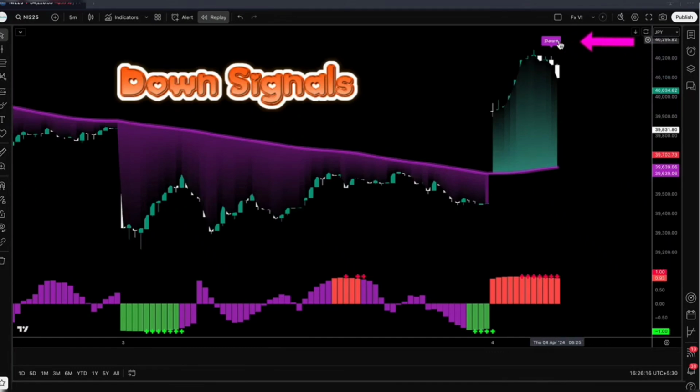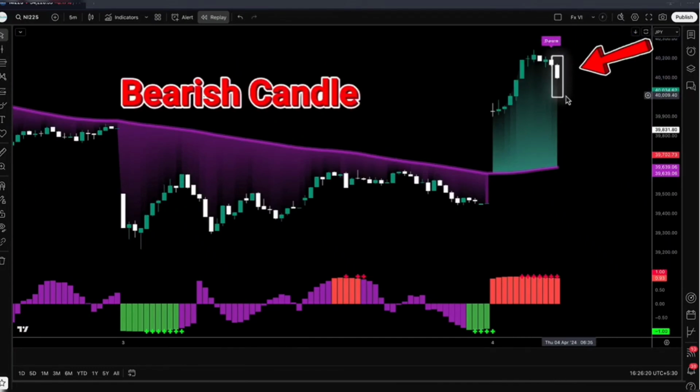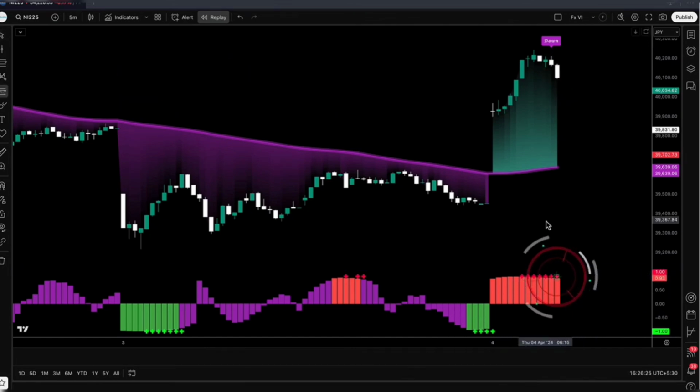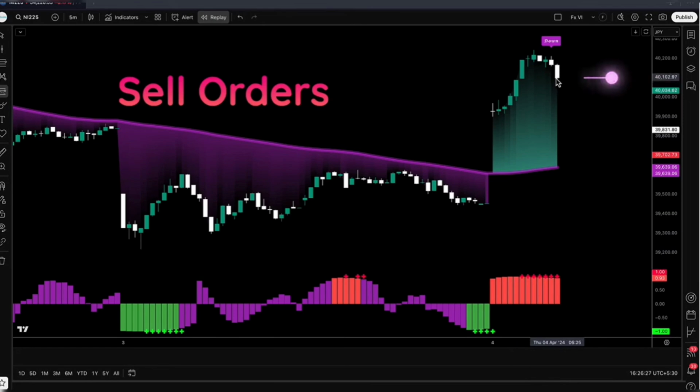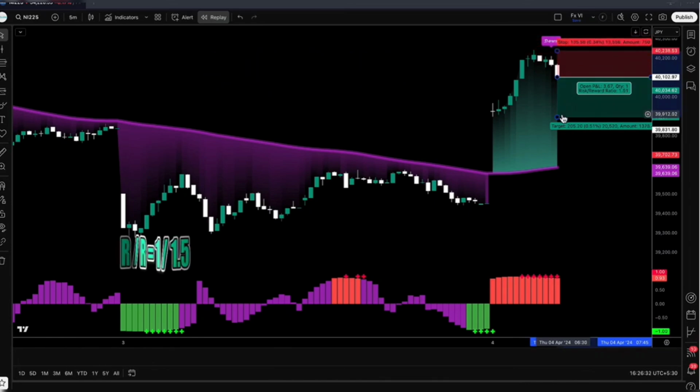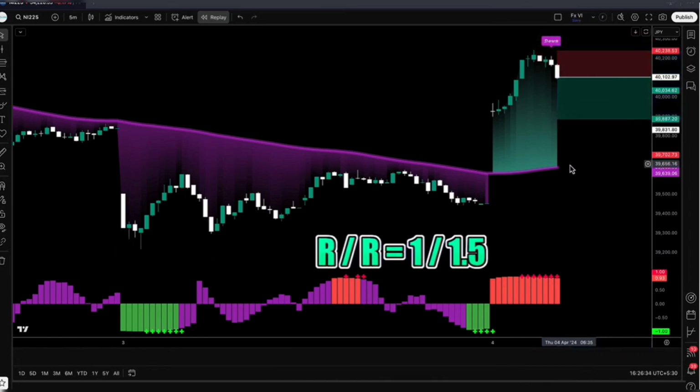When the Z-score flow indicator has given us down signals, when the market forms two bearish candles, and the histo bar of the trend correlation oscillator indicator is overbought, if this condition is fulfilled, then we will place a sell order. Our stop loss will be placed at the current market's higher level, and the risk to reward ratio will be 1 to 1.5.